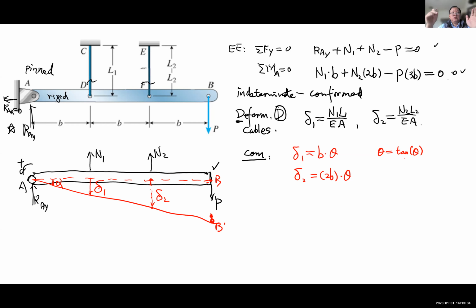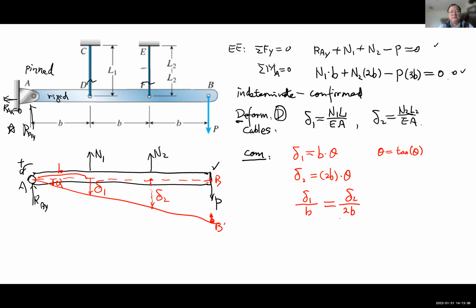Okay, so basically they have to be proportional. In other words, your delta 1 divided by this length b, this edge here, must be equal to delta 2 divided by the edge 2b. So these two must be proportional because it rotates the same. That's the compatibility.